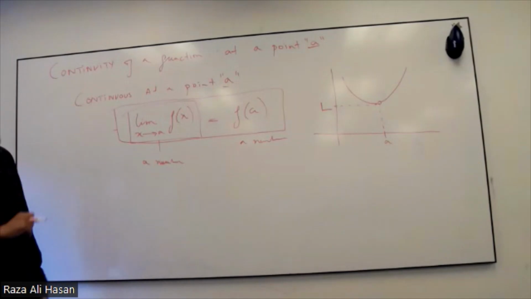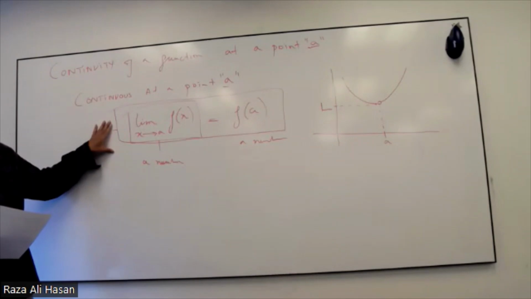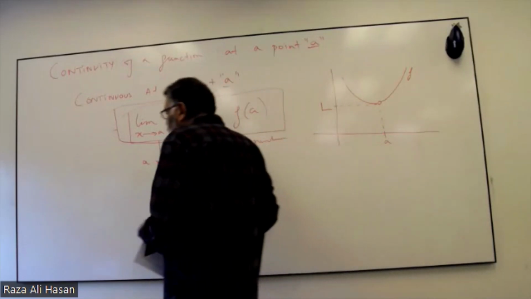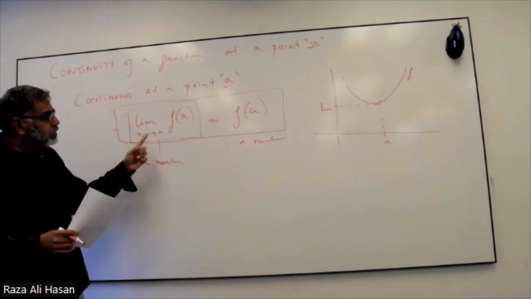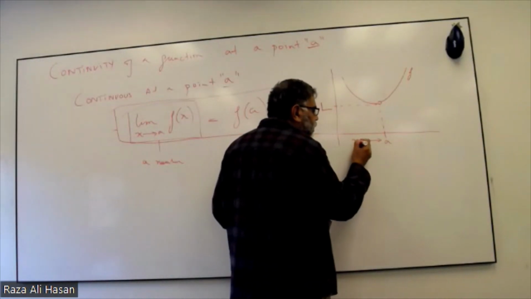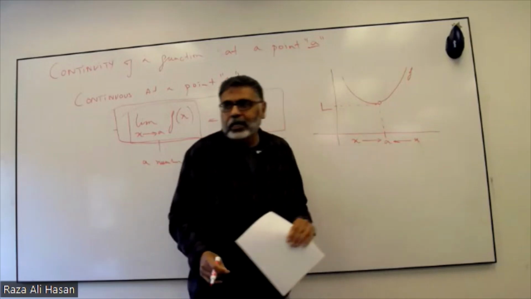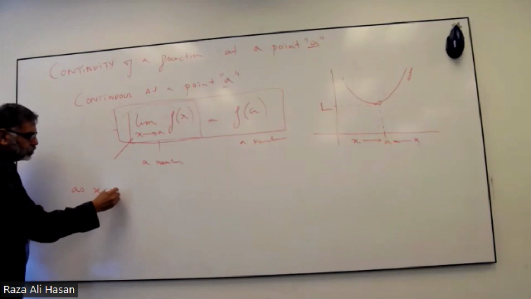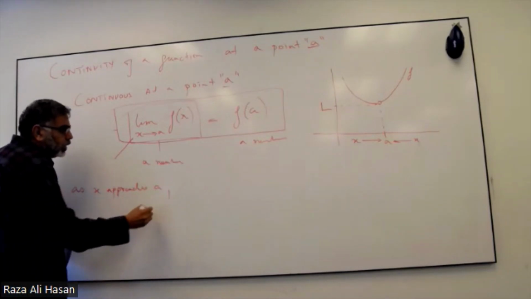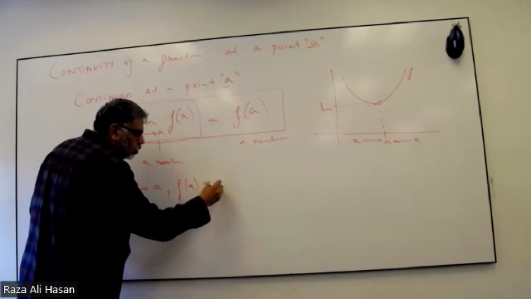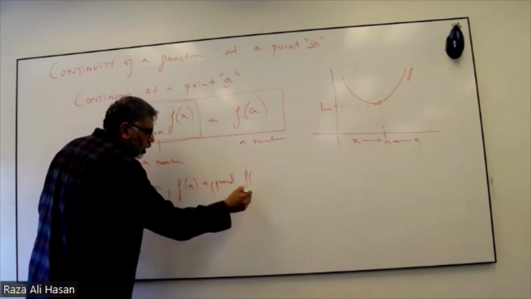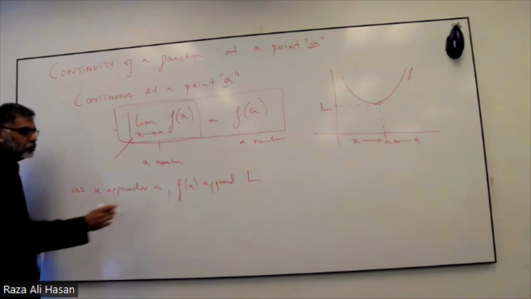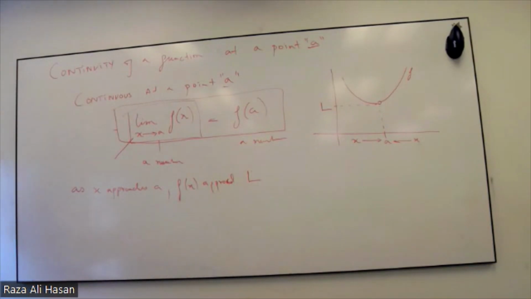So does this graph satisfy this condition? So let's see. The limit of, so this is our f, the limit of the function as x tends towards A from, let's say, both sides. So this is one way to think about it, right? This can be translated as: as x approaches A, do the function values approach L? If this is true, then the function has a limit.